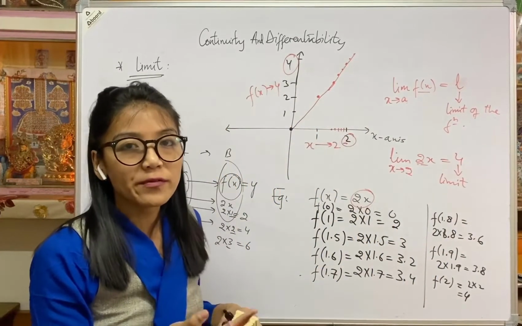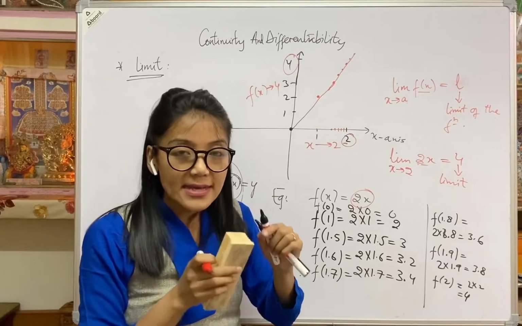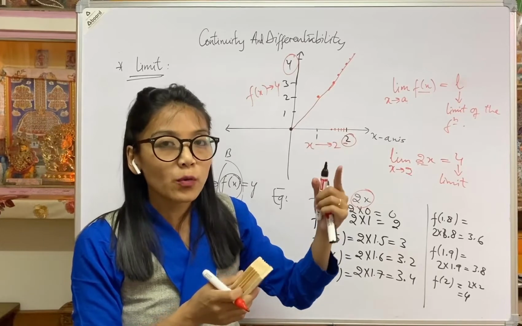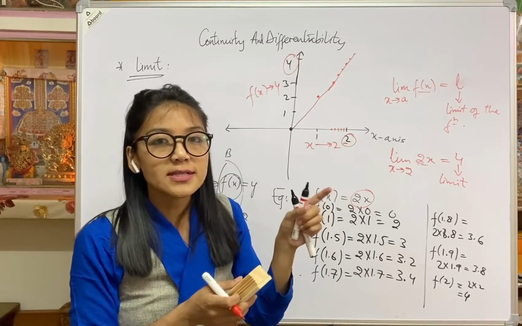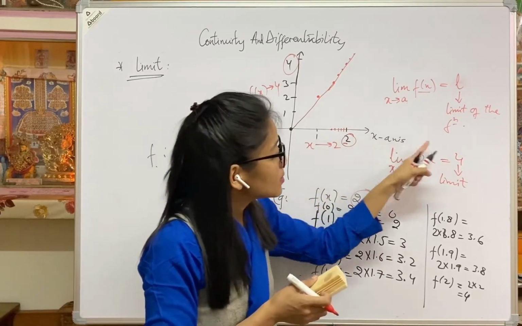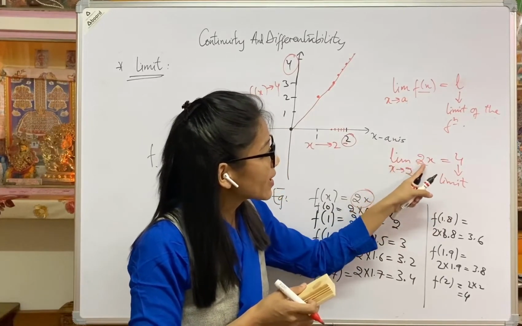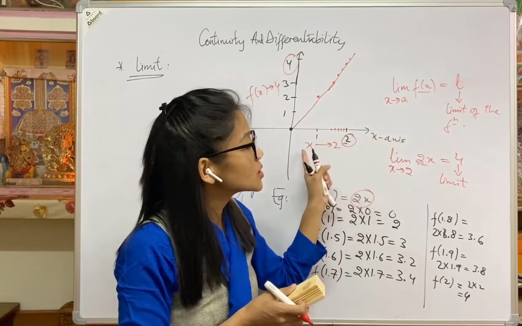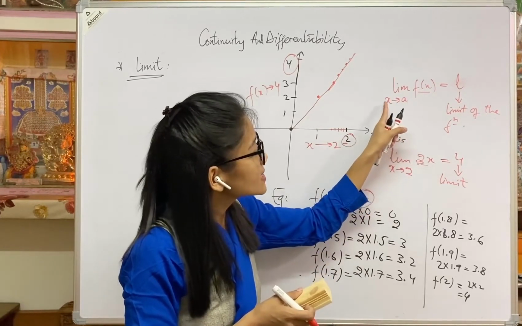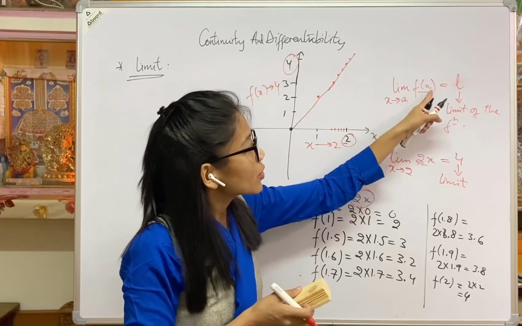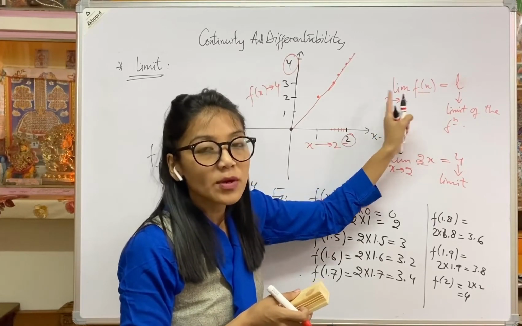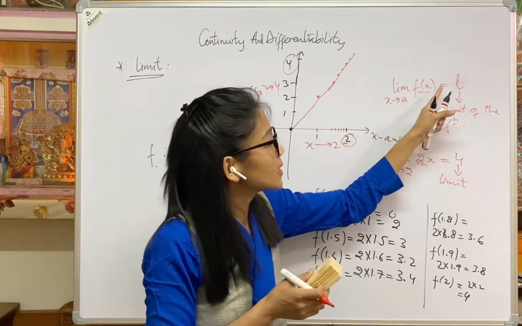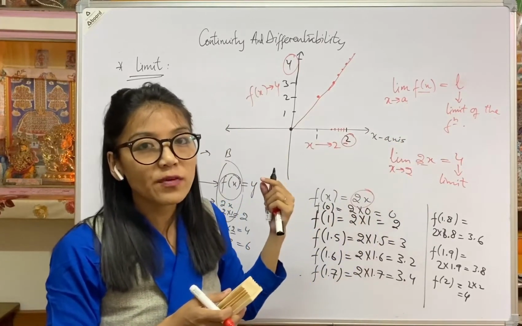So that happens for every function, right? As x tends towards a certain point, obviously its image will tend towards a certain point on the y-axis. So that point is called the limit of the function. So we write it like this: limit of f(x) as x tends to a. So x tends to a means x is tending towards a point on the x-axis. As x tends towards a, your f of x, what is f of x? It is the image of x. f of x will tend towards a certain point. So that point is called the limit of the function. So this is how we define limit.